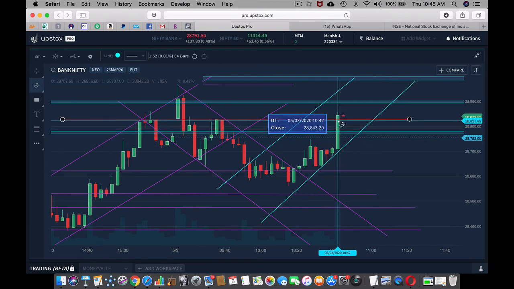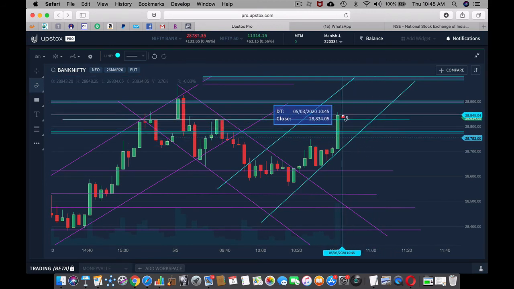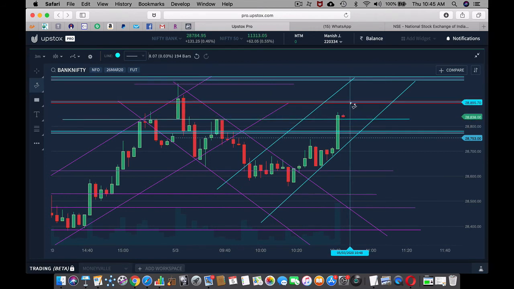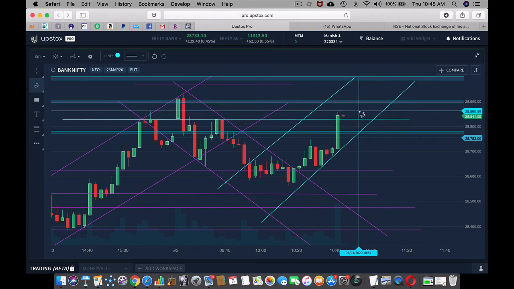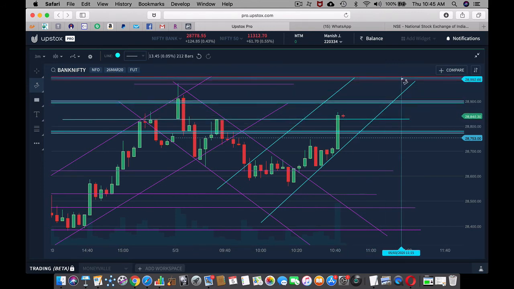So if it breaks this high of 856, this candle, then it has to come right here. So for some time it might hover here in the middle, but after that this is going to come here. And I believe that this is going to work.